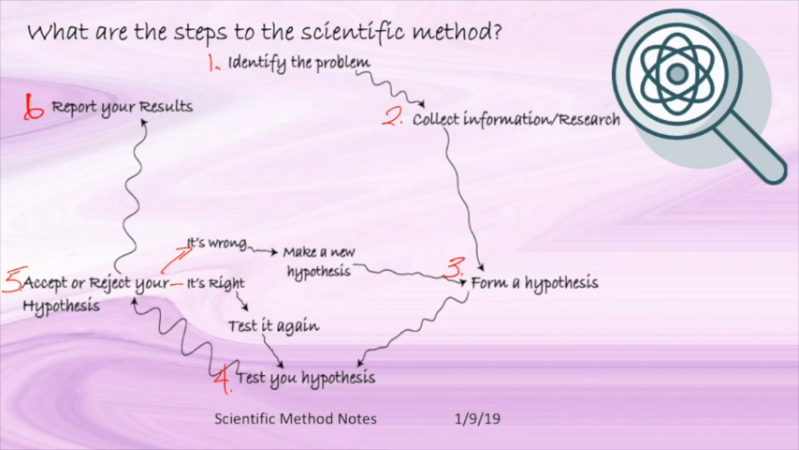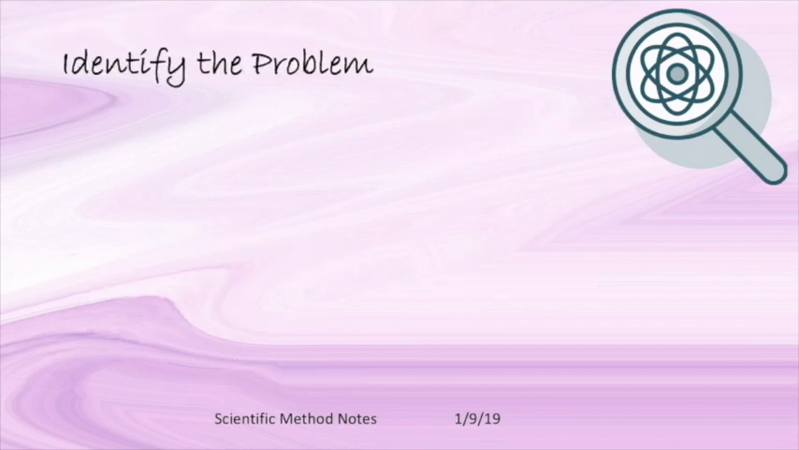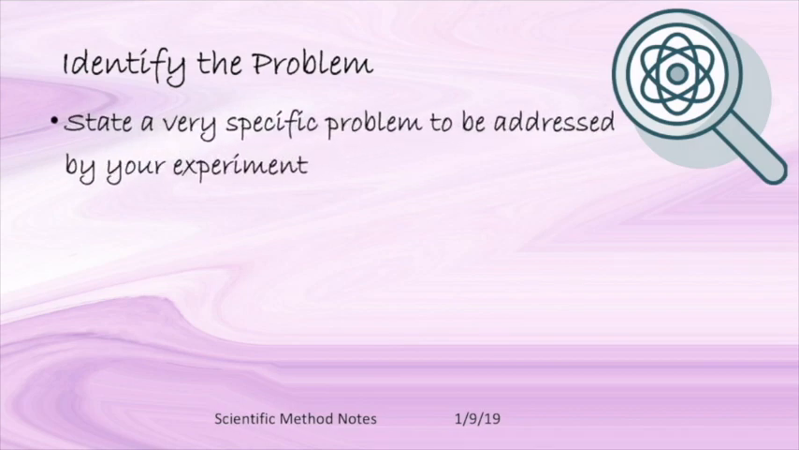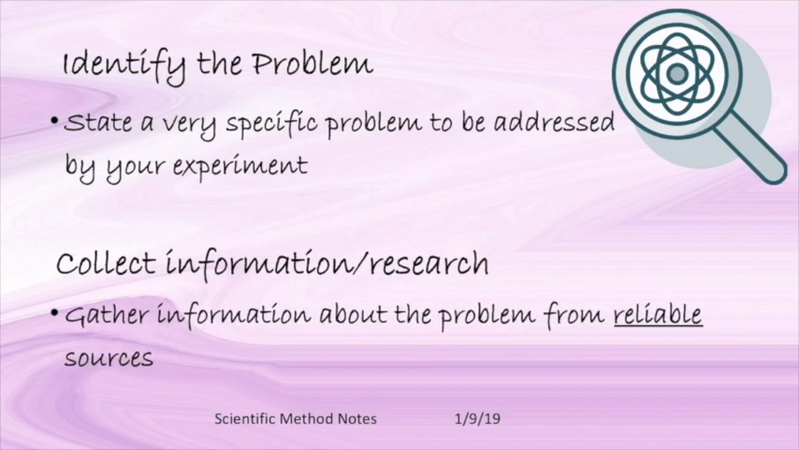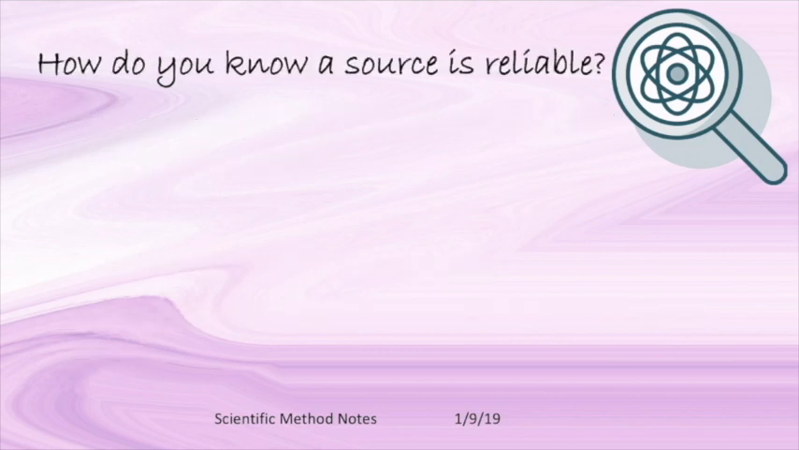Even if your results don't support your hypothesis, it's really important to report them because somebody may be able to use your methods for their own experiment. So the first step, identify the problem. State a very specific problem that needs to be addressed by your experiment. Then, collect information. So gather information about the problem from reliable sources. Very, very important that they are reliable sources.